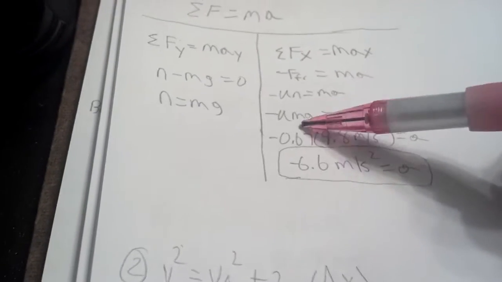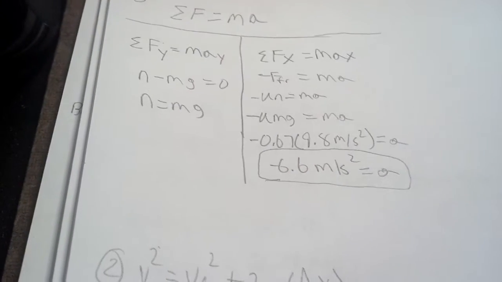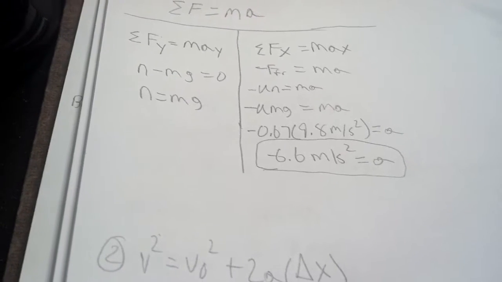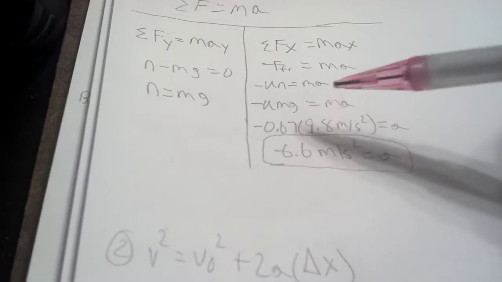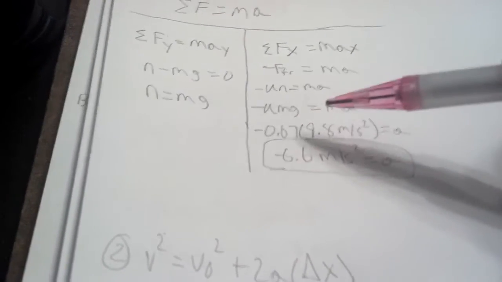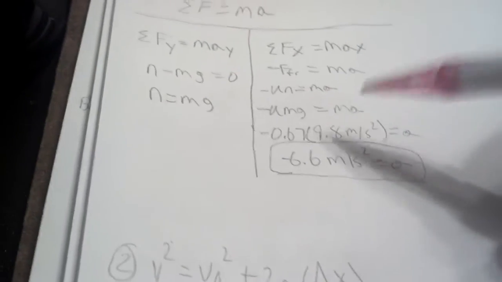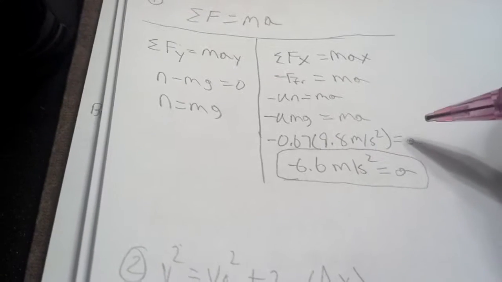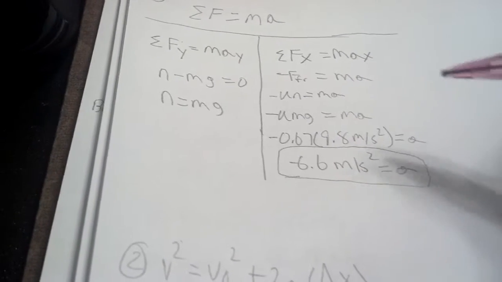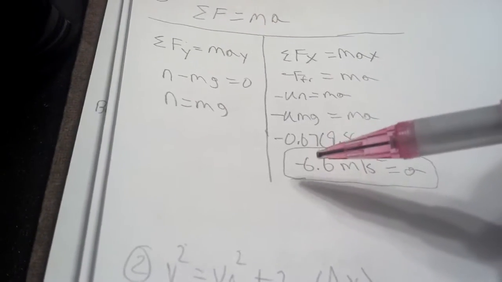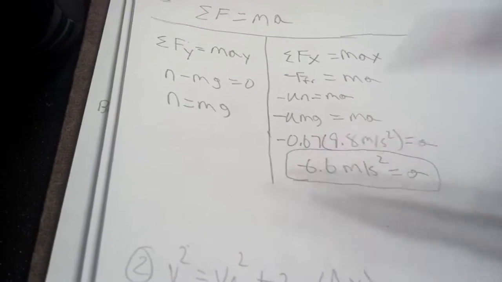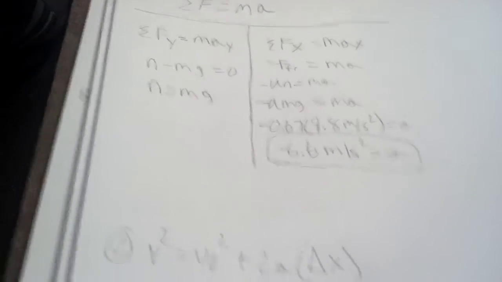Alright, and then you have the mass and the gravity. So you have negative 0.67, I'll get this right eventually, times 9.8 meters per second squared gives you their acceleration. And their acceleration is negative 6.6 meters per second squared.